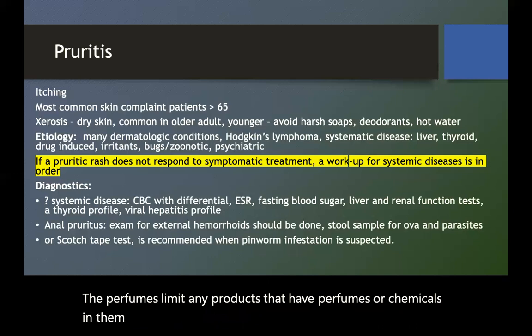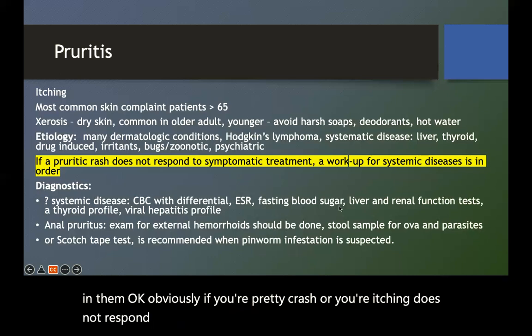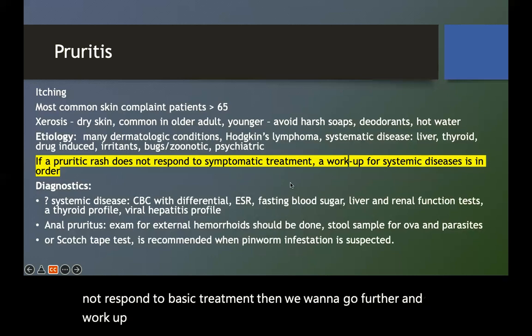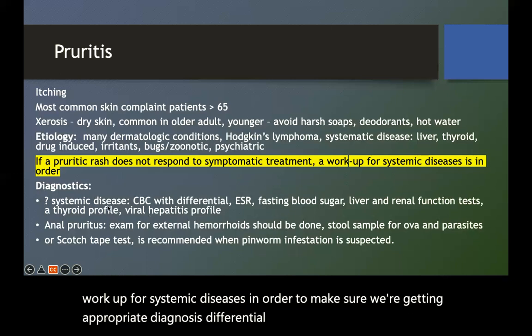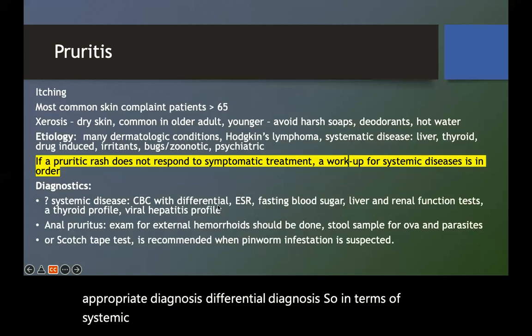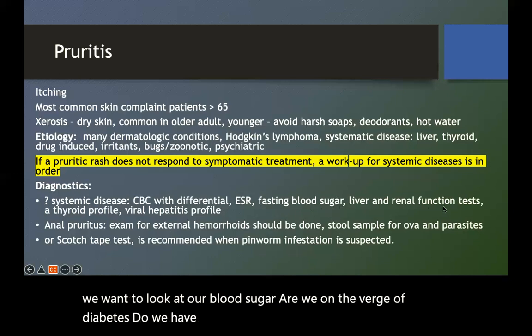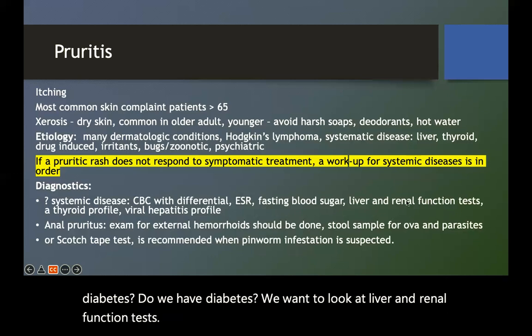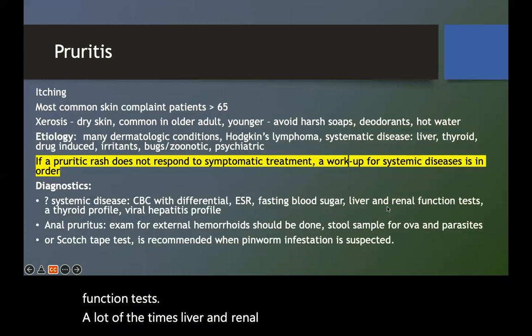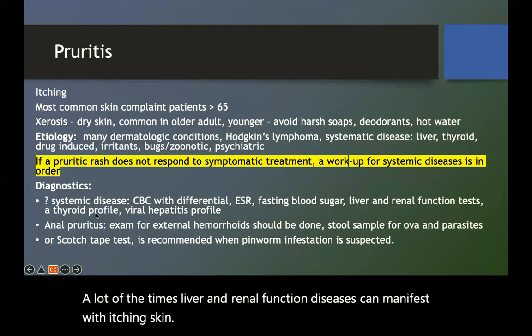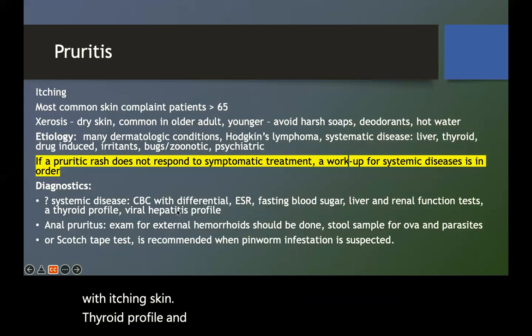Okay. Obviously, if your pruritic rash or your itching does not respond to basic treatment, then we want to go further and work up for systemic diseases in order to make sure we're getting an appropriate differential diagnosis. So in terms of systemic diseases, we're looking at our CBC with differential, ESR. We'll want to look at our blood sugar. Are we on the verge of diabetes? Do we have diabetes? We want to look at liver and renal function tests. A lot of the time, liver and renal diseases can manifest with itching skin. Also a thyroid profile, and of course a viral hepatitis profile.